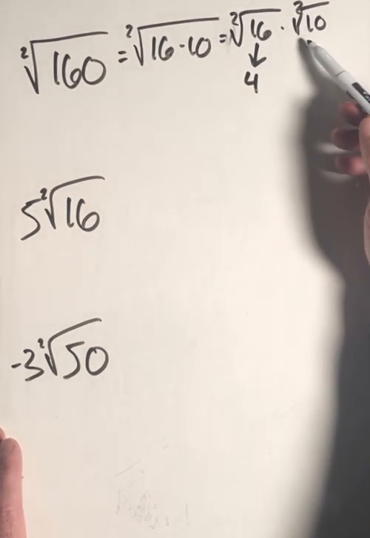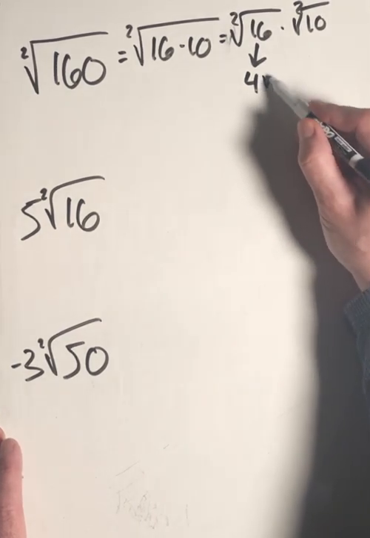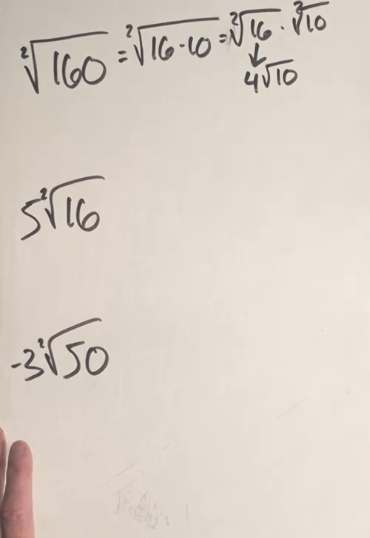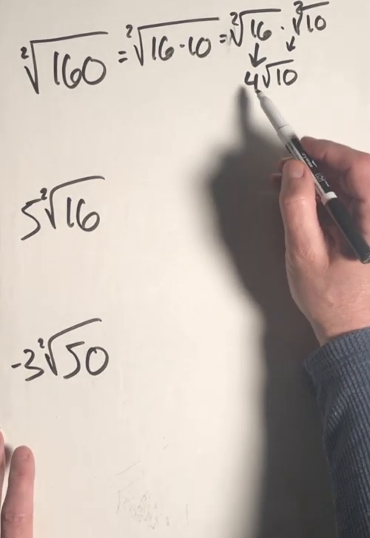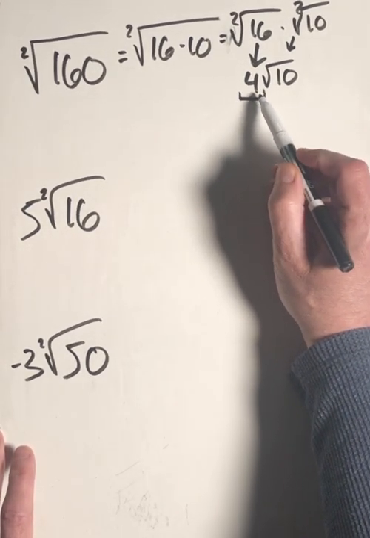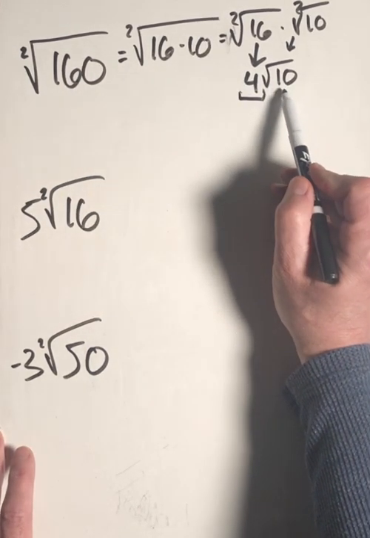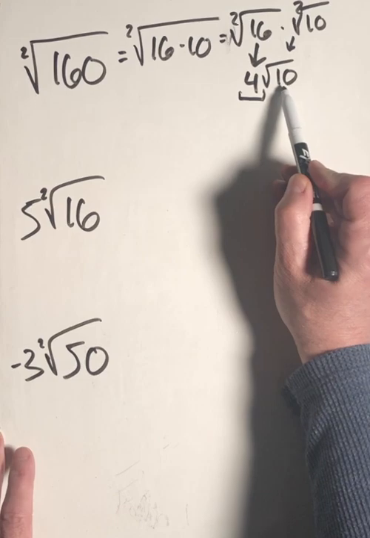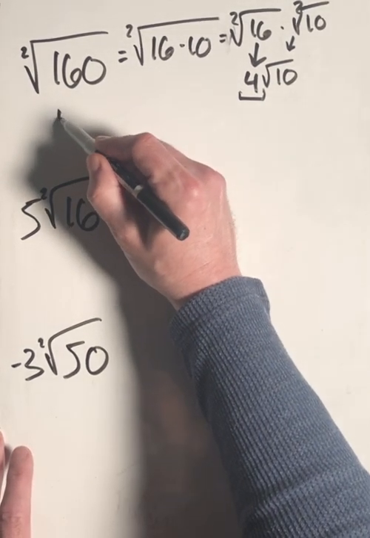And the square root of 10, well, 10 doesn't have any perfect square factors. So it just comes out to be the square root of 10. I can't simplify this any further. In order to check this, I can take the number outside, 4, raise it to the power of the index, so 4 to the second power is 16, and then multiply by what's under the radical. 16 times 10 is 160. That's the original radicand.